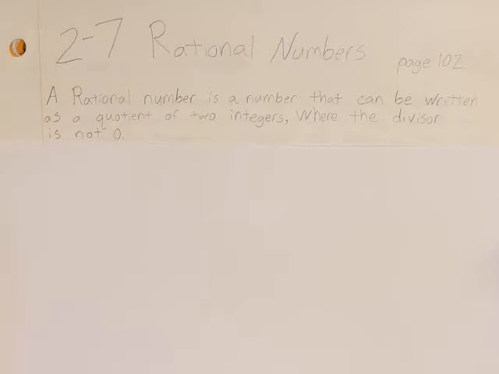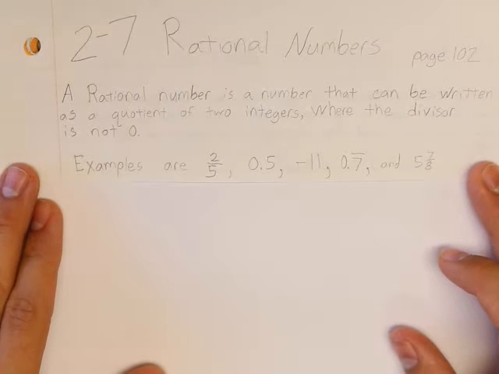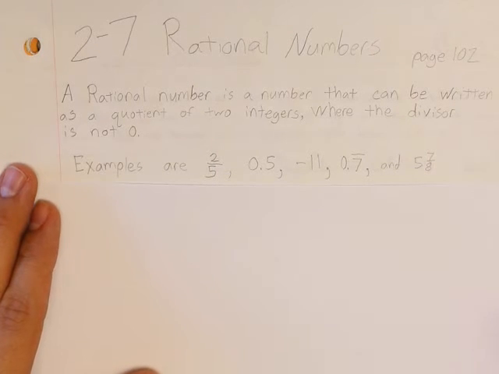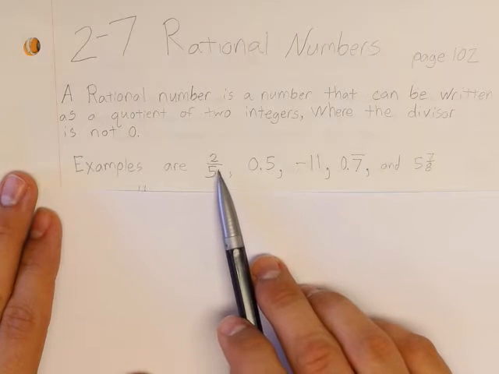So any number that can be written as a fraction or a division problem where the bottom number is not 0 is a rational number. That might sound like a weird definition, but we'll take a look at what that includes. Okay? So some examples, these aren't problems to work out, these are just examples of what rational numbers are. All of these are rational numbers.